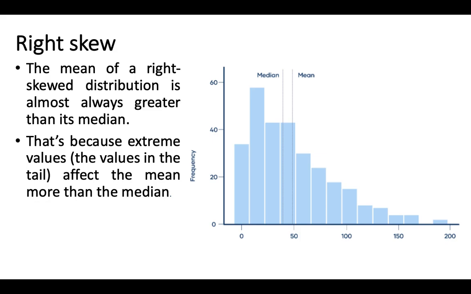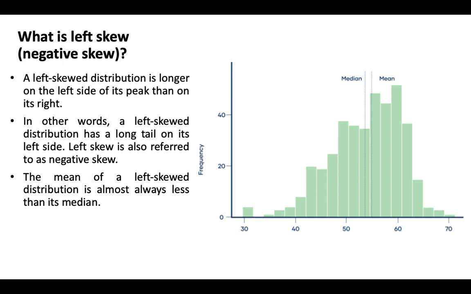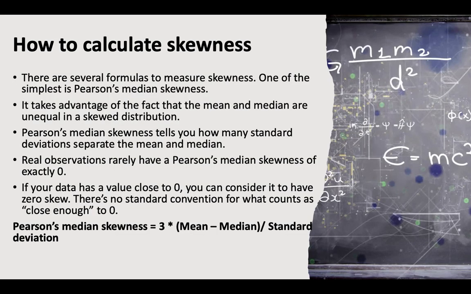In other cases, when the situation is inverse, it is left skewed, as shown in the graph. So here the story is that your mean is less than the median. So in this particular case, it will happen.